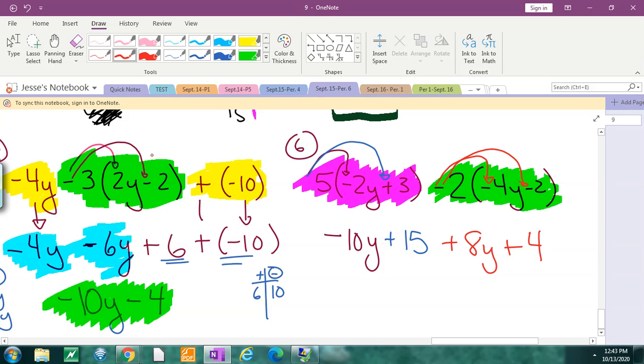So we're going to go ahead and combine like terms, okay? We're going to get the negative 10y, and we're going to combine them with positive 8y. Don't forget the t-chart, please. And what do we get as an answer, anybody?